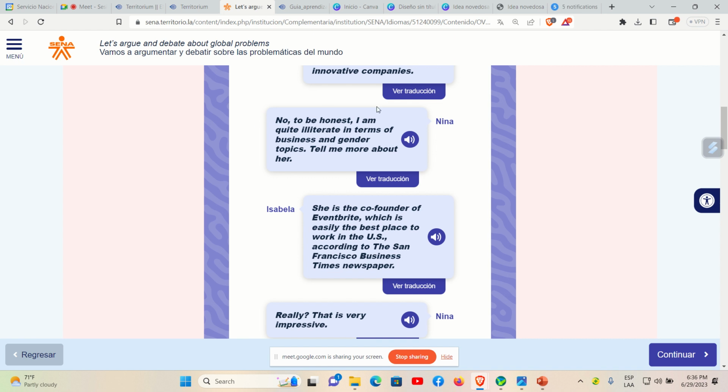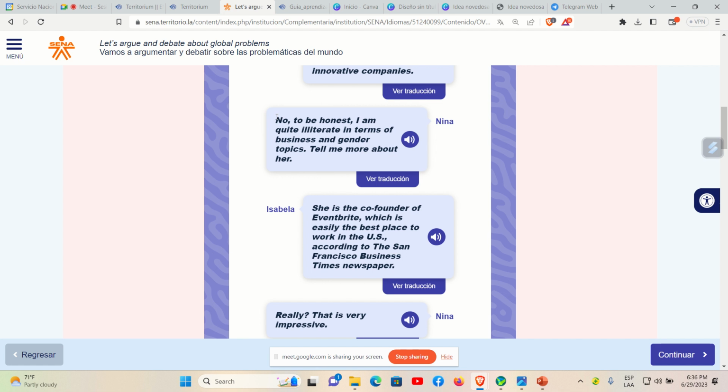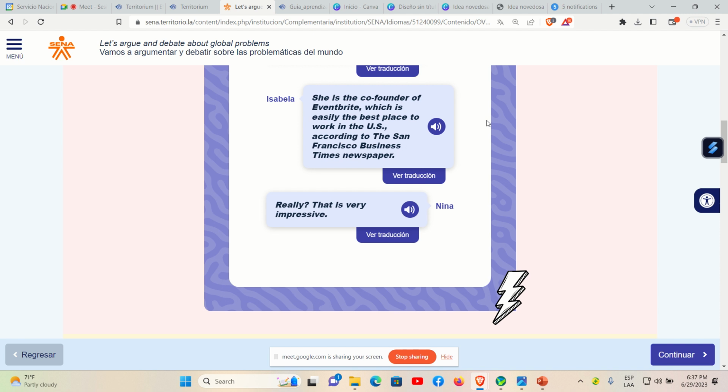So, in this conversation, in this part, can you see that this is an intensifier? Can you just say the intensifier right here? Quite. Very good. Quite is an intensifier. Isabella says she is the co-founder of Eventbrite, I think, which is easily the best place to work in US according to the San Francisco Business newspaper. And Ina says, really, that's very impressive.